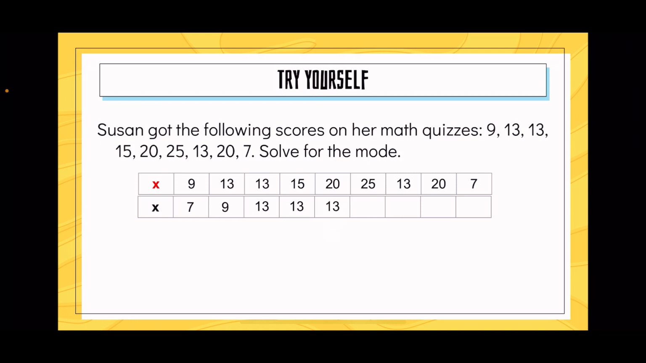After 13, what number do you think? It's 15. After 15, we have 20, another 20, and the last number is 25. So in this set of data, which do you think appeared the most? Very good. It's 13. Therefore, our mode is equal to 13.